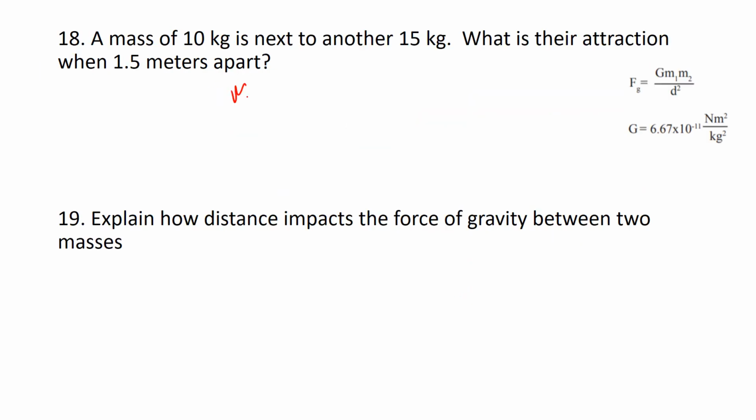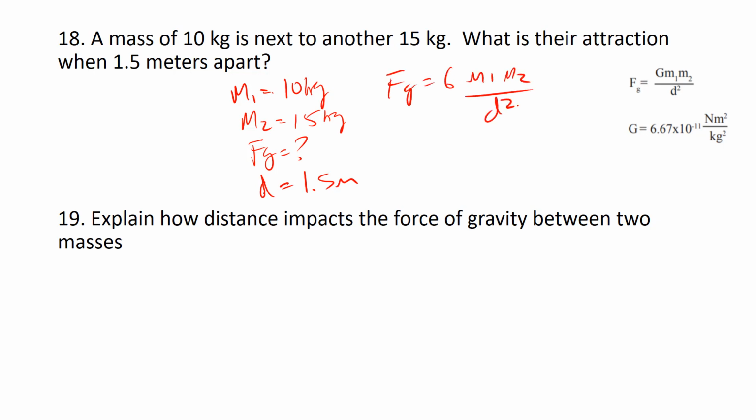Okay, a mass of 10 kilograms is next to another mass, 15 kilograms. What is their force of attraction when the distance apart is equal to 1.5 meters? So we go Fg equals G m1 m2 over d squared. Once again, good practice to write down the equation before you use it. 6.67 times 10 to the negative 11th times the 10 times the 15 over 1.5 squared. You're less likely to make this mistake, and you can compare what you did if you do make a mistake.